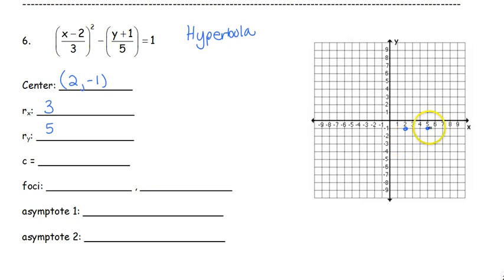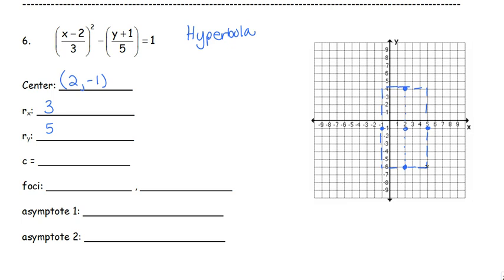We go our r of x, 3 right and 3 left. We go our r of y, which is up 5. 1, 2, 3, 4, 5. Down 1, 2, 3, 4, 5. We use these 4 points to create a box. This box is not actually part of the graph. We use it to create the shape. And yes, you have to draw the box, and I want it as a dotted line because it's not actually part of the hyperbola graph.